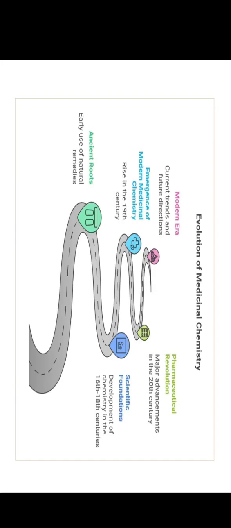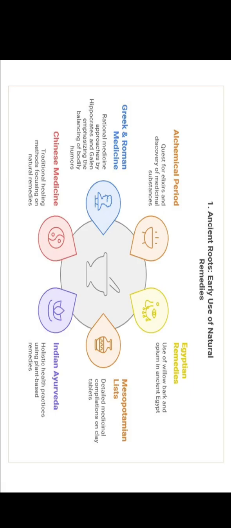Then, evolution of medicinal chemistry. Medicinal chemistry has evolved from the use of natural remedies to modern computer aided drug design and biotechnology based therapeutics. Then, the historical development. Early medicines were derived from plants and natural products. Significant milestones include isolation of morphine from opium, discovery of aspirin, discovery of penicillin by Alexander Fleming in 1928, and development of synthetic and targeted therapies.